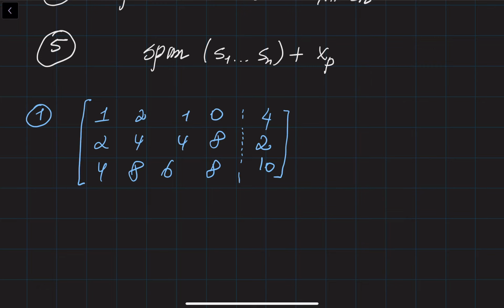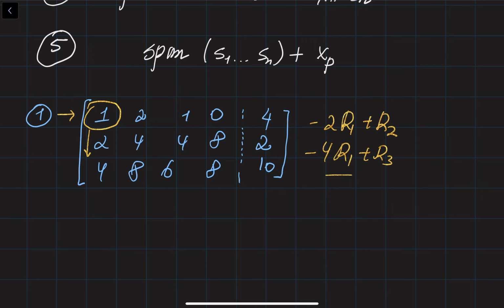So please note that in order to bring this matrix into the row echelon form, we need to go through from the first row, which is the pivot, and eliminate all the entries below this. In order to do this, we multiply the first row by -2 and add this to the second. We multiply the first row by -4 and add this to the third row.